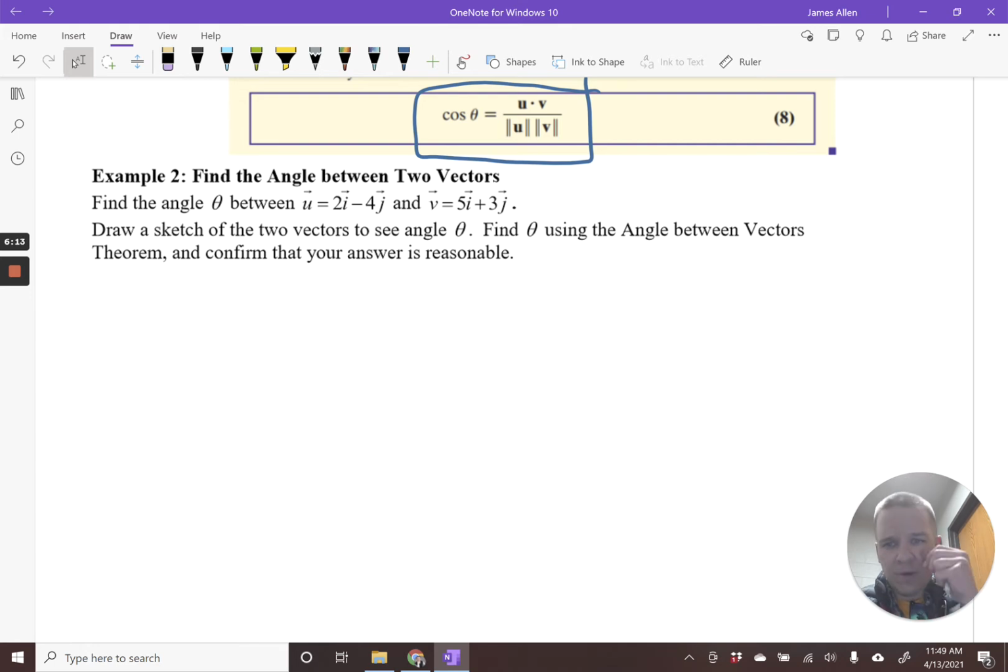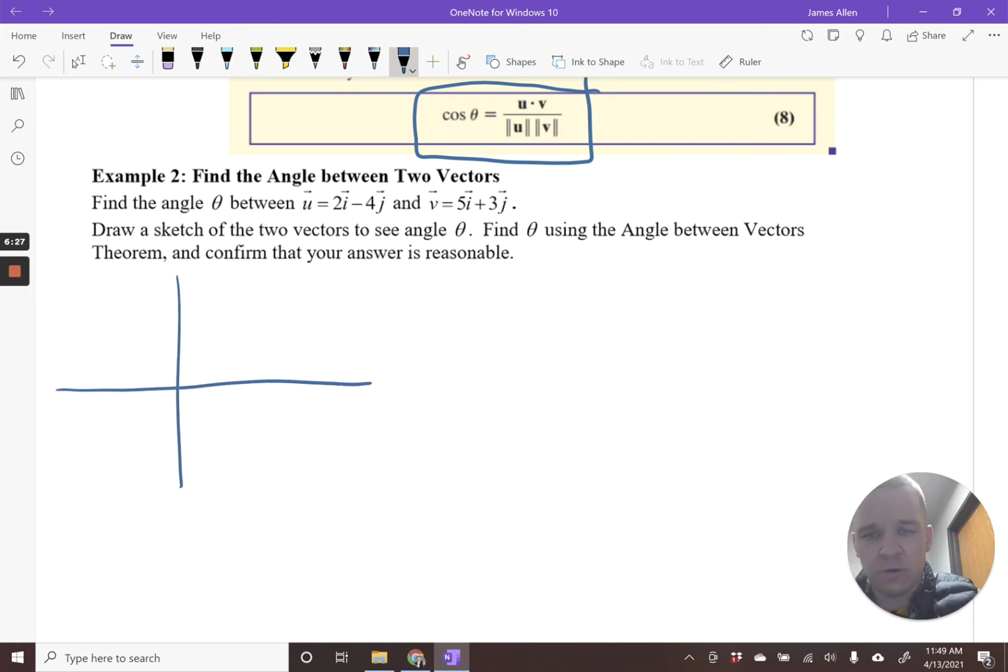Okay, find the angle theta between those two vectors. So let's see here. I'm going to plug in the formula. Actually, you know what? No, I'm going to draw a picture first. So u is 2 to the right and then 4 down. So I'm looking at something like this. Okay, that's going to be u. All right, that's 2 and then down 4.